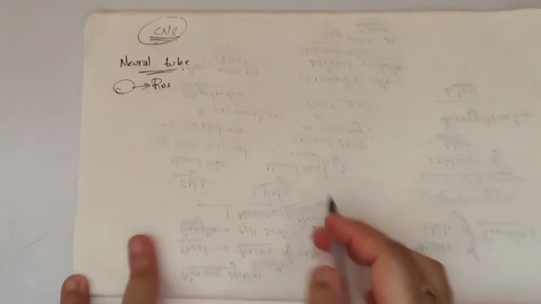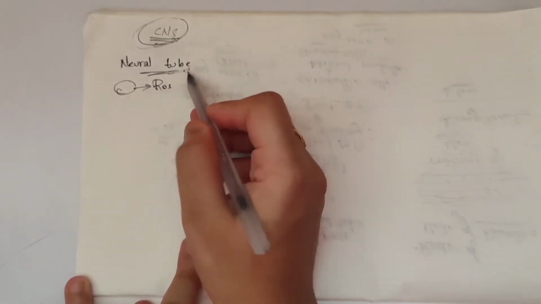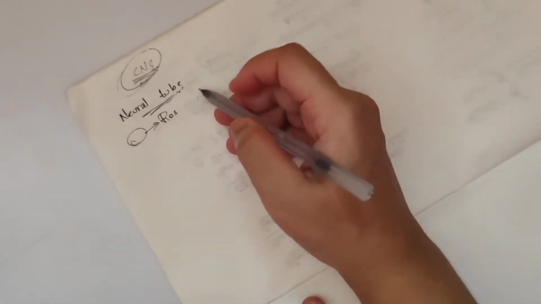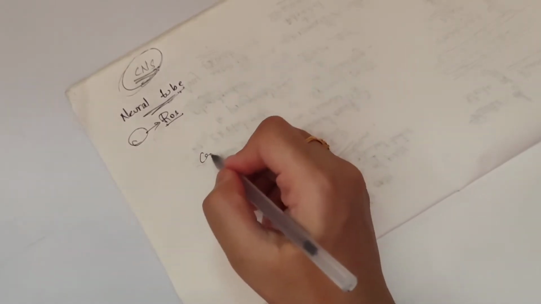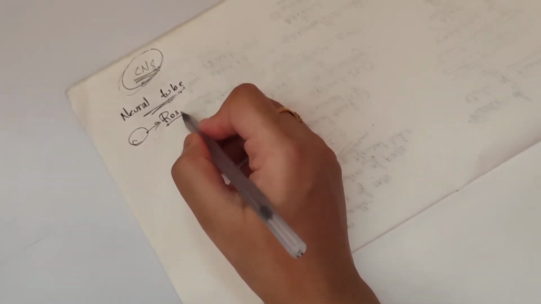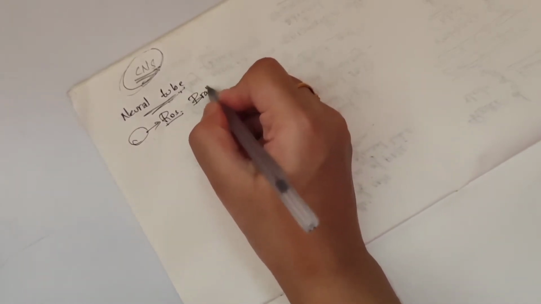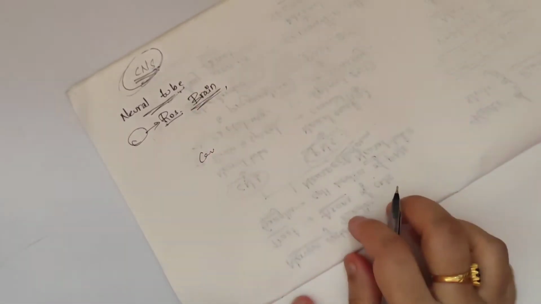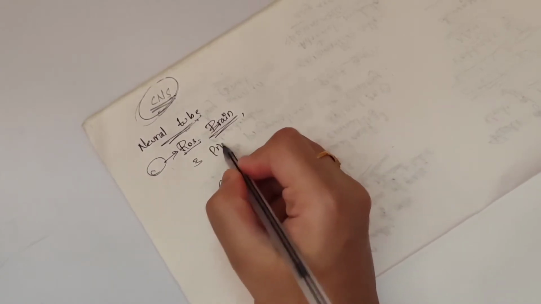Hi, now we are going to discuss the central nervous system, which is developed from the neural tube. In this neural tube, there is a rostral neuropore and a caudal neuropore. The rostral neuropore is highly developed into the structure called the brain, which is very famous, and it develops into three primary vesicles.